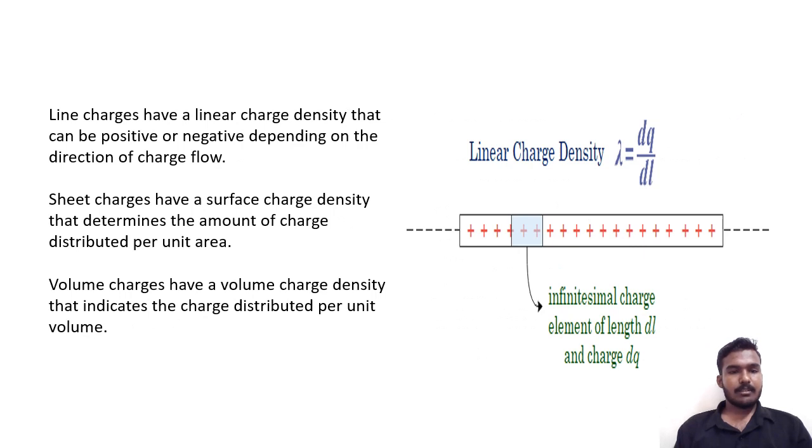Line charges have a linear charge density that can be positive or negative depending on the direction of charge flow. Sheet charges have a surface charge density that determines the amount of charge distribution per unit area. Volume charges have a volume charge density that indicates the charge distribution per unit volume.